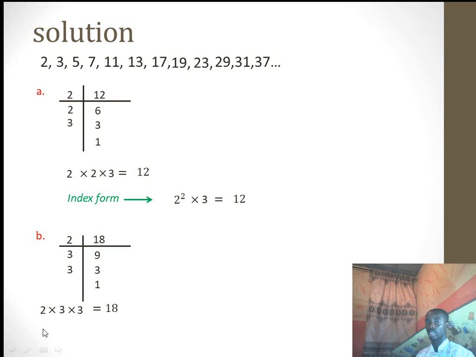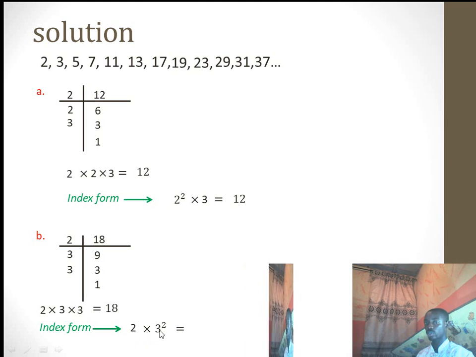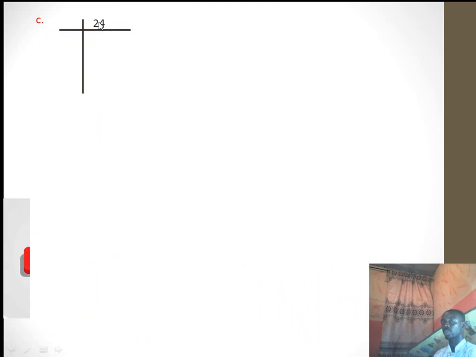Now come down here and express it in index form. That's going to be 2 multiplied by, now we are having 3 two times in the multiplication here. So that's going to be 3 raised to the power of 2. Okay, so this is expressing 18 as a product of prime factors in index form. We want to express 24 as a product of prime factors.